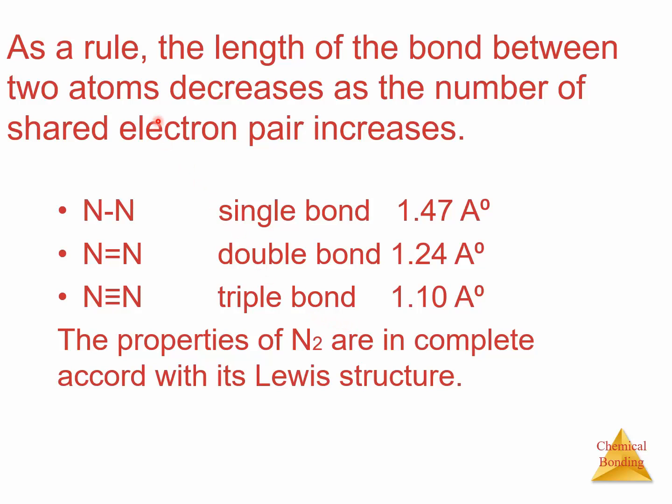As a general rule, the length of a bond between 2 atoms decreases as the number of shared electron pairs increases. So here we have a single bond that is longer than a double bond, and the double bond is longer than a triple bond. But which one is the strongest? Of course, it is the triple bond.